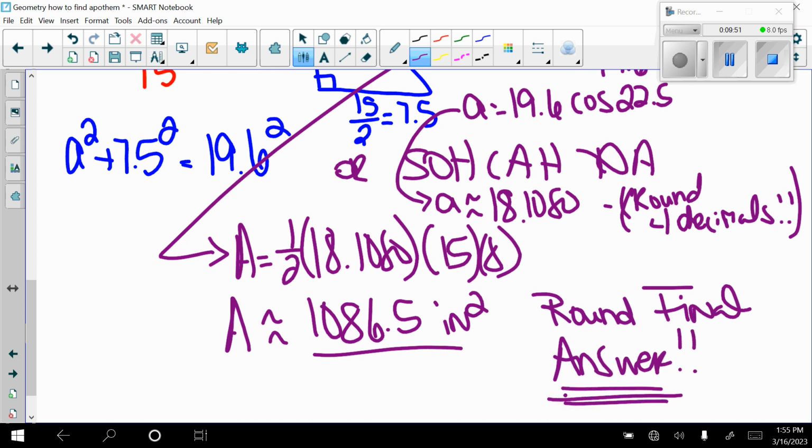Okay, that is extremely important. So that is how you find the apothem. It is the height of that isosceles triangle. It's using SOHCAHTOA. Sometimes you might be able to use Pythagorean theorem. In this case, you could have. But generally, you're only going to have one side and one angle, and you're going to be finding that missing side. And so you would have to use SOHCAHTOA. So that is a quick review of SOHCAHTOA and how to find an apothem.